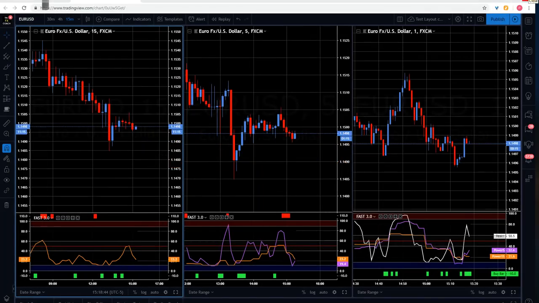I have a TradingView chart up, and if you haven't guessed, FAST 33 only works on TradingView. Please do not ask if it operates on MT4. It does not operate on MT4. It will not operate on MT4.